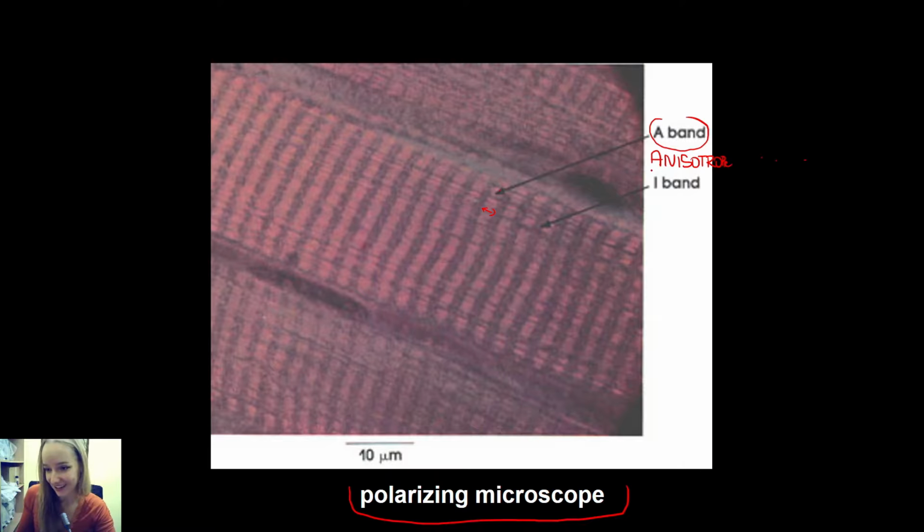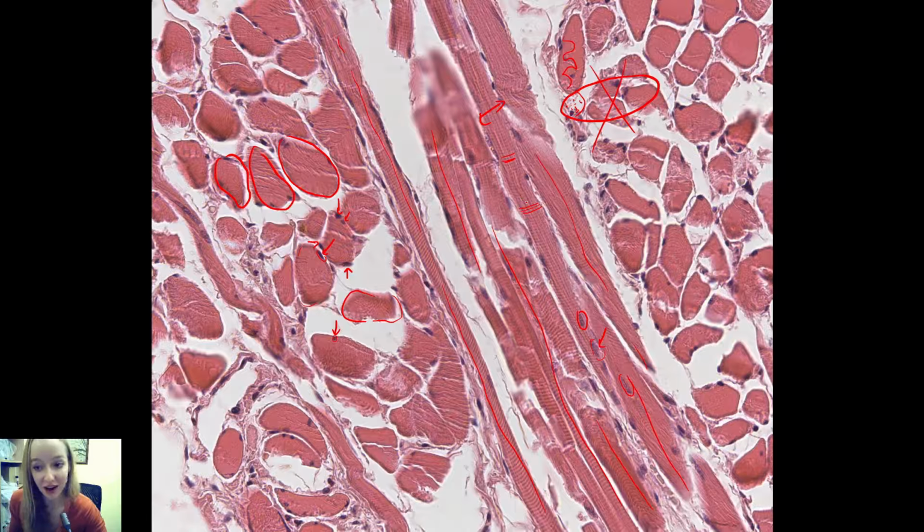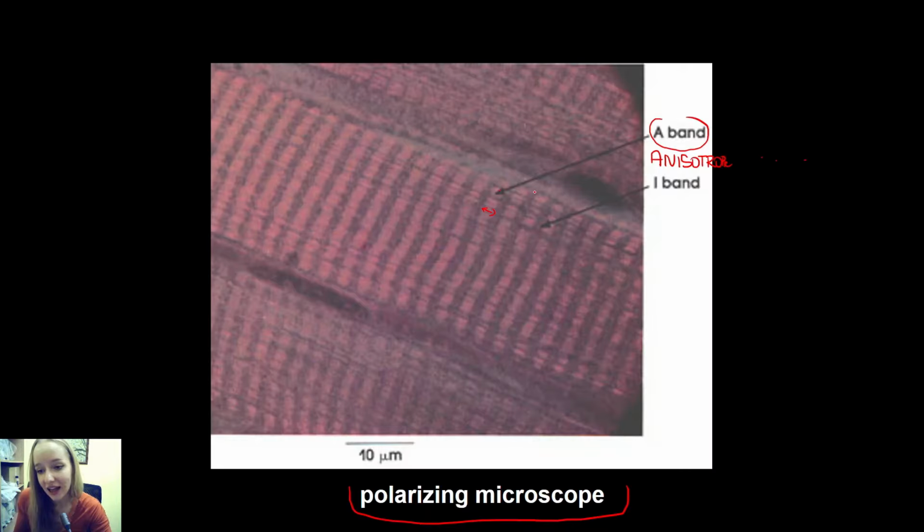Anisotropic, because they are light in the polarizing microscope. They're shining, so that's why they are called anisotropic, and we call it the A band. So it's light in the polarizing microscope, but in the light microscope it's dark eosinophilic. On the other hand, we have these I bands. So we have A bands and I bands.